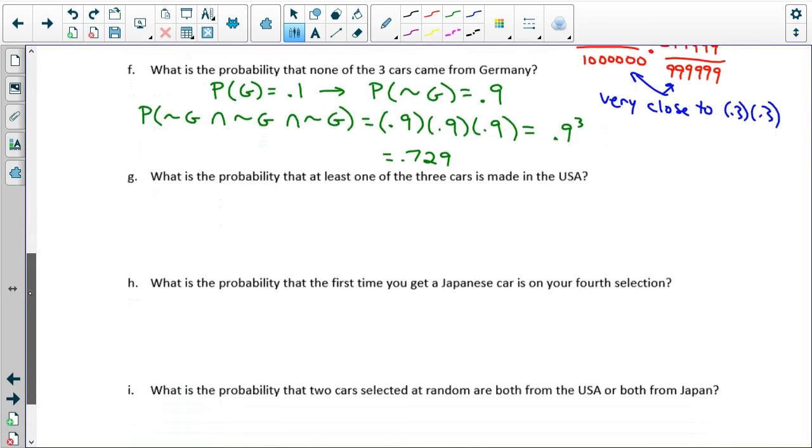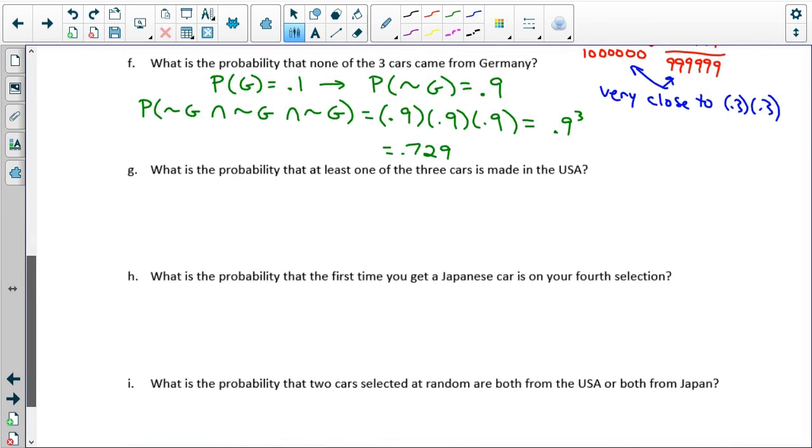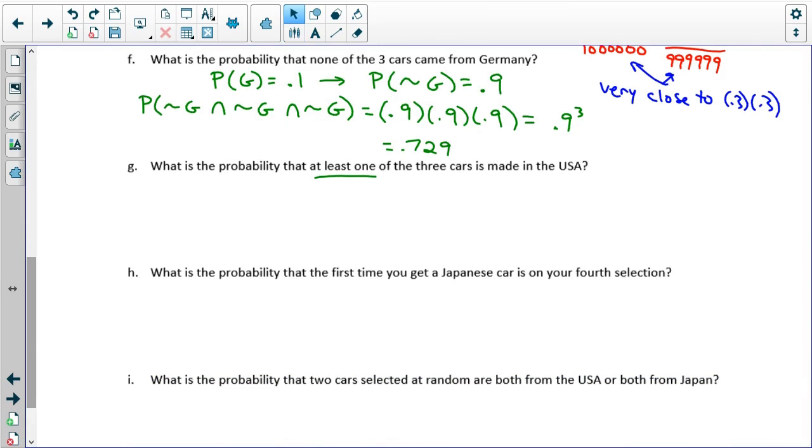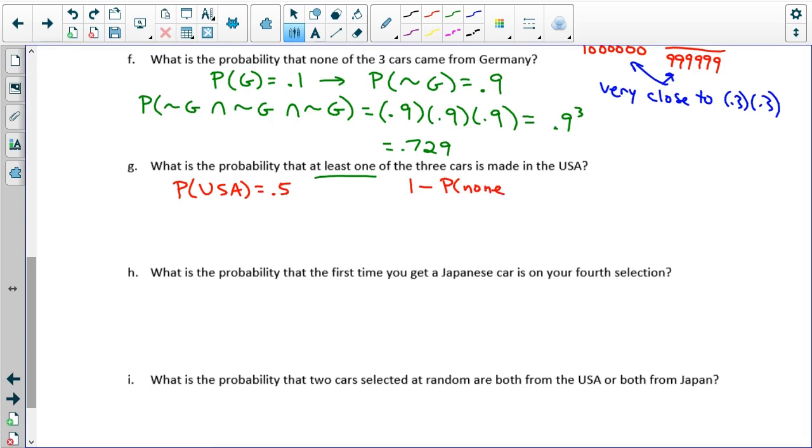Okay, part G. What is the probability that at least one of the 3 cars, so again, we're having 3 cars selected here, is made in the United States? So if a car is being made in the United States, the probability that we have an American car is 0.5. Now, the probability that at least one of the 3 cars is made in the US, the easiest way to do this problem is to say 1 minus the probability that none of the 3 cars is made in the United States.